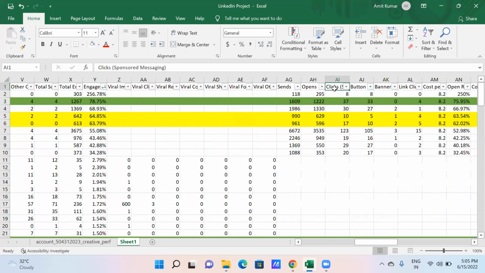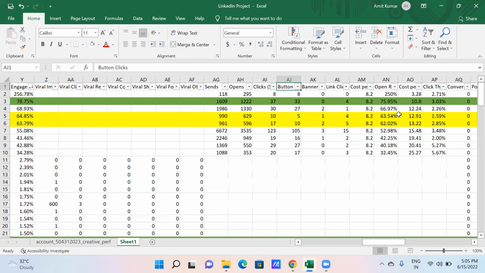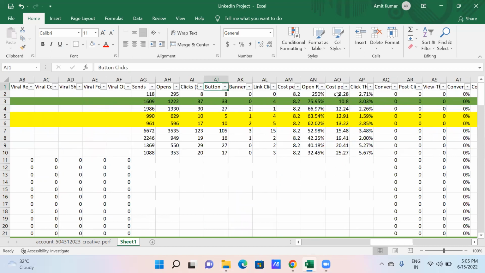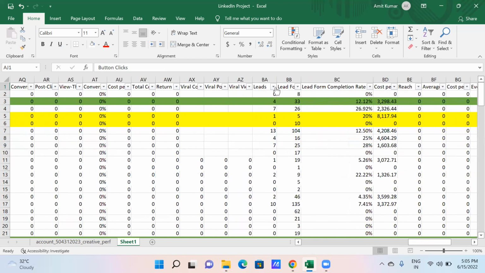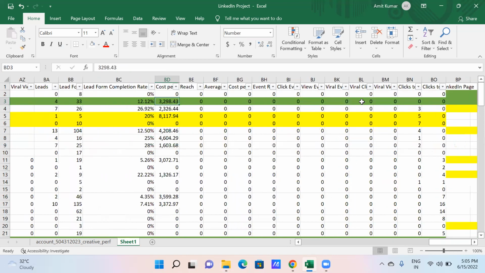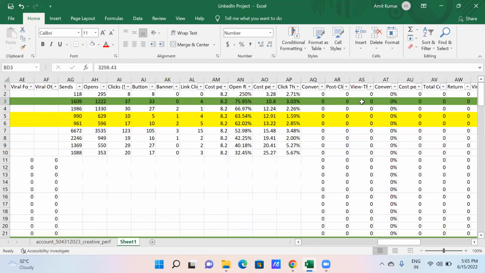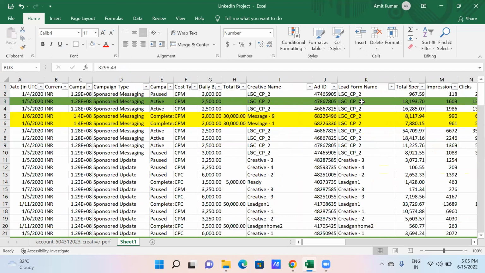And if you see clicks, then button click, and finally the open data. As I said, when this data is correct, this will also reflect the same thing. If you see all this data and finally the lead form, lead completion rate, then cost per lead and all. So you analyze, you put a filter on the maximum of these, and you will get this one as the best one.